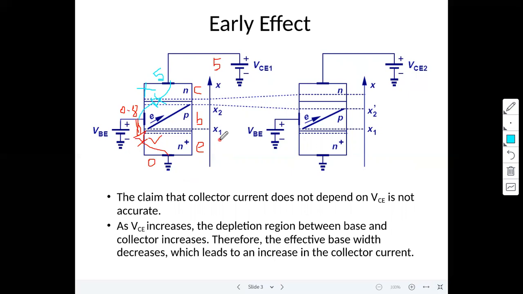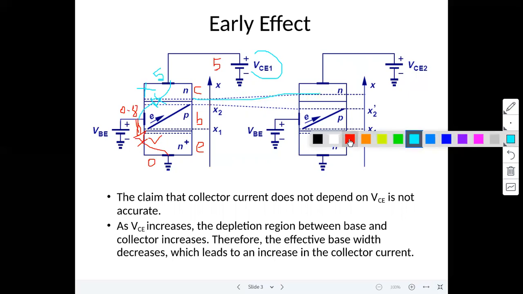In the active region, what is the main application? The main application is amplifier. Now, as we increase the reverse voltage, observe here, what is the reverse voltage? VC is the reverse voltage. Actually, we have to apply it to the base to collector region. As this voltage increases, this voltage also increases. Due to this, the reverse bias depletion region width changes.